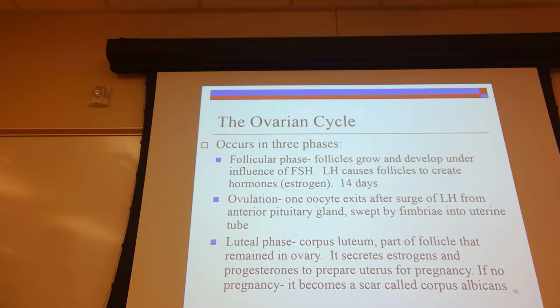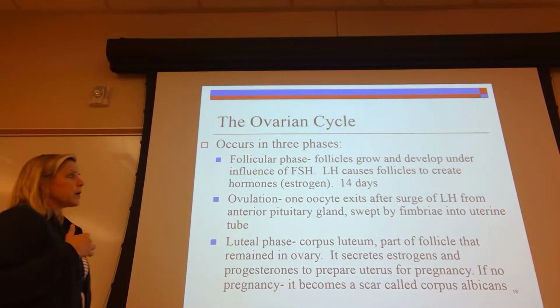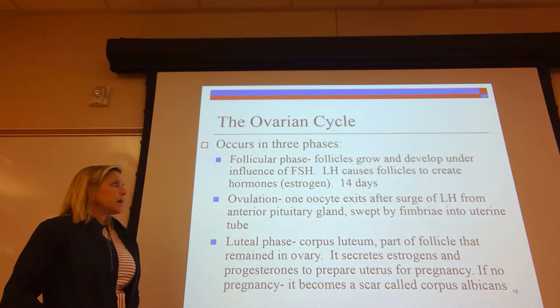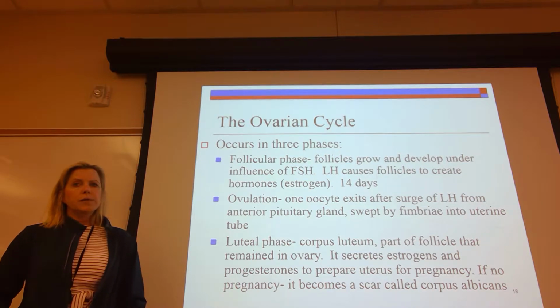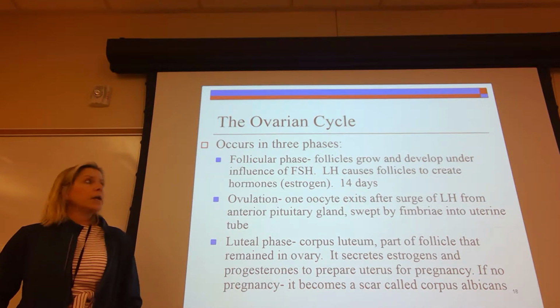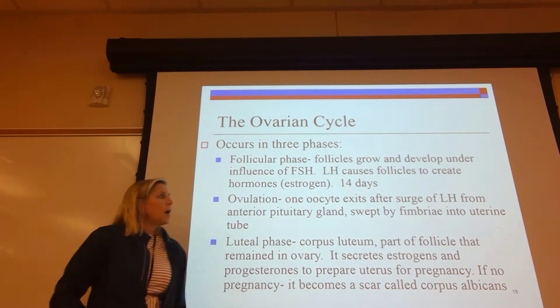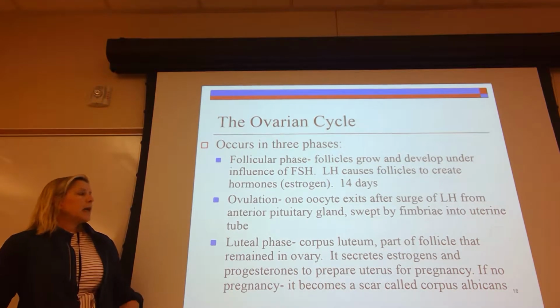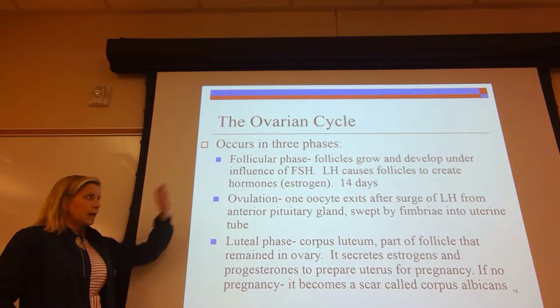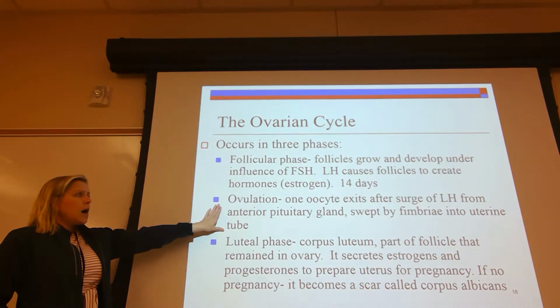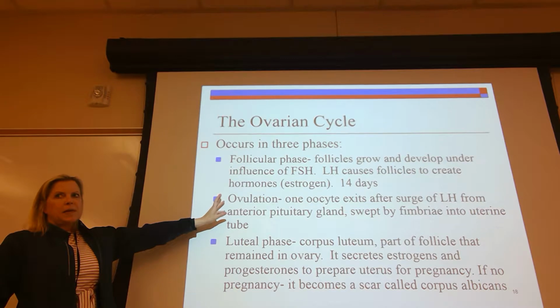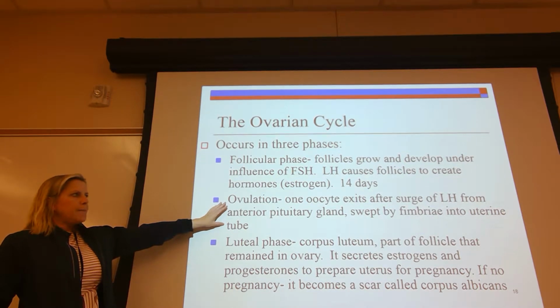The follicular phase is where several follicles begin to mature. And as they grow and mature, this is under the direction of FSH, which comes from the anterior pituitary. It stands for follicle stimulating hormone. And also LH, which will cause the follicles to actually make estrogen and progesterone. That lasts about 14 days. Ovulation is basically a couple of days, if that.